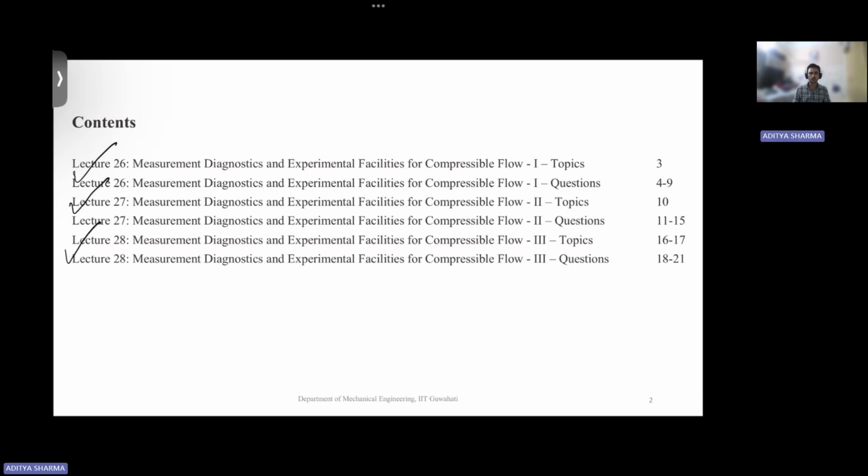So week number 12 also is on the same topic. So half of the topics will be covered in your week 12, if I remember it correctly.